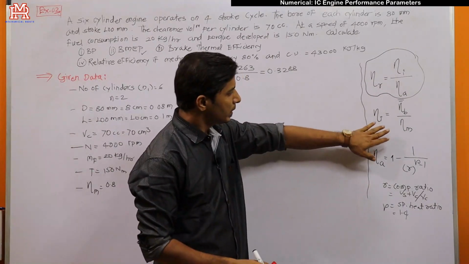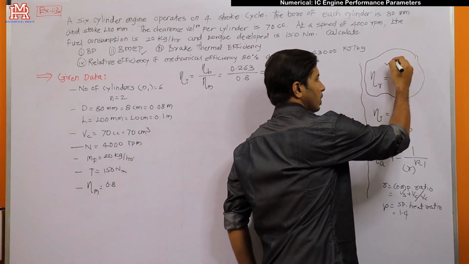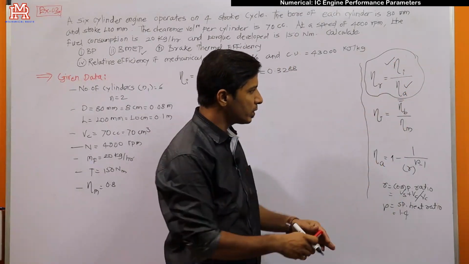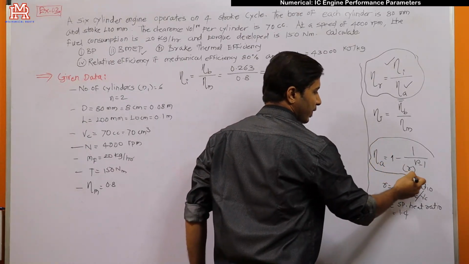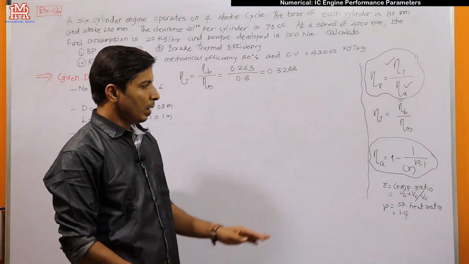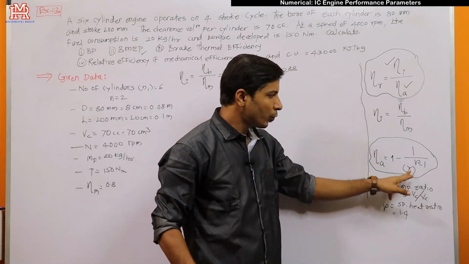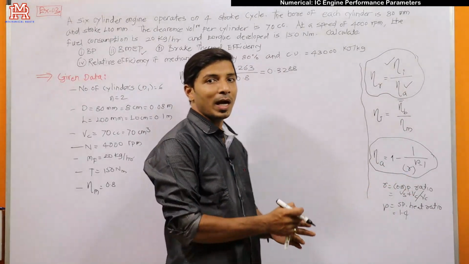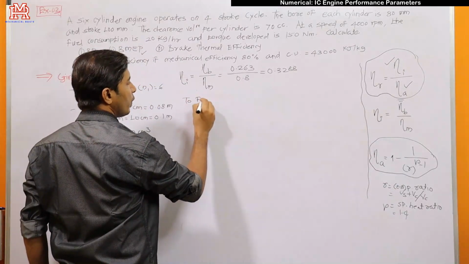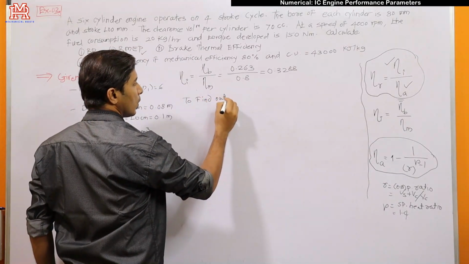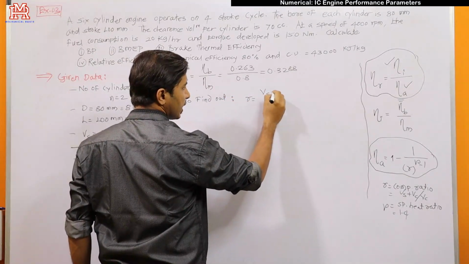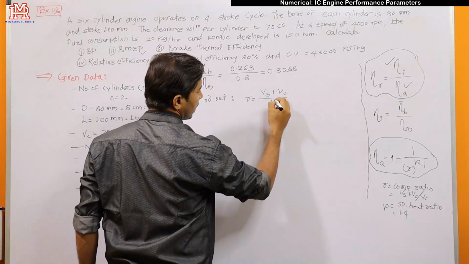See, you have got this value now. Now you have to find out this value, air standard efficiency. To find out air standard efficiency, you can use this formula. Air standard efficiency is equal to 1 minus 1 upon r raised to gamma minus 1. But prior to that, you have to find out this compression ratio. Small r is compression ratio, and to find out compression ratio, which is r, we have to use this formula: Vs plus Vc divided by Vc.